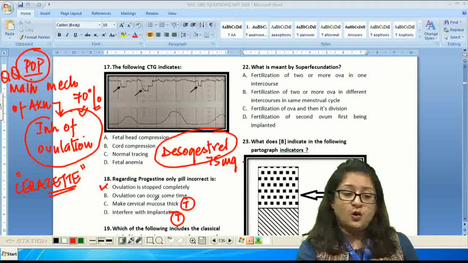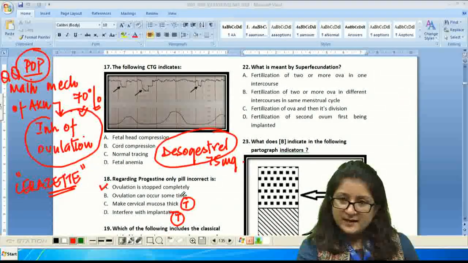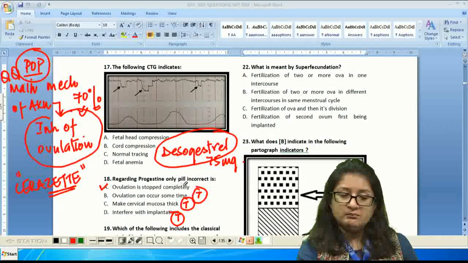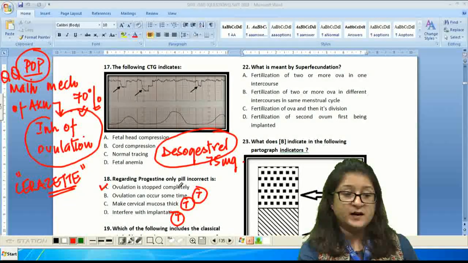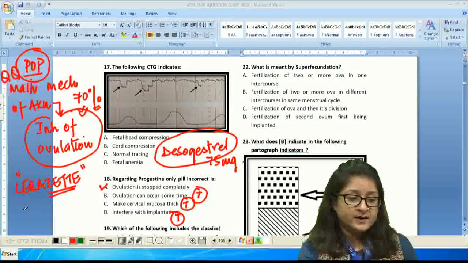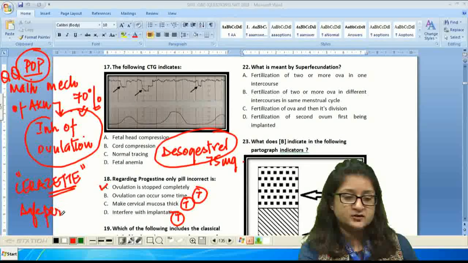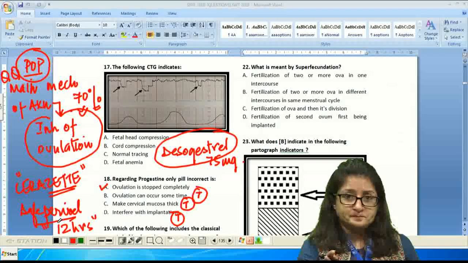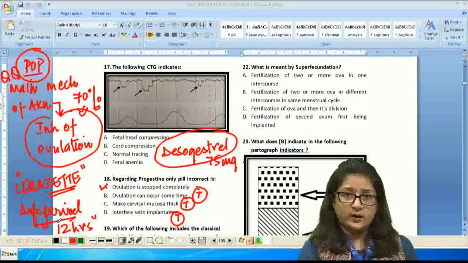Alright, so ovulation can occur sometimes is the correct statement. Ovulation is stopped completely is the incorrect statement. Another important point about desogestrel is that the safe period with these desogestrel containing pills is 12 hours. That means that if you miss a pill for less than 12 hours, it is okay.